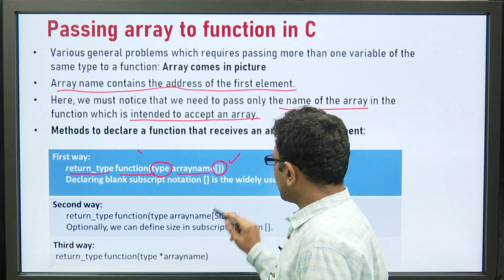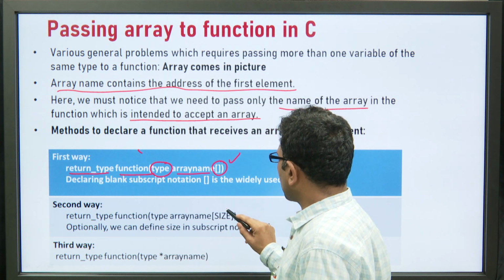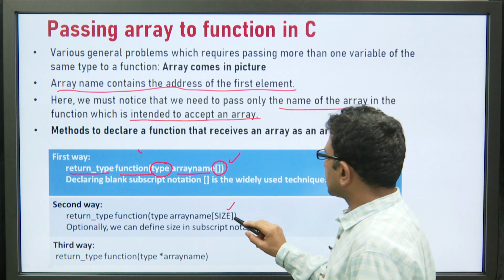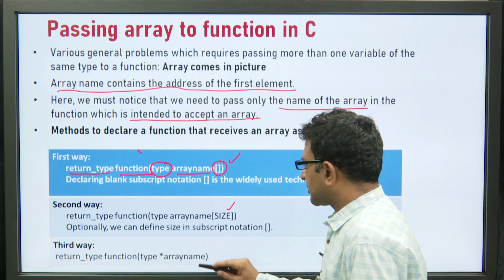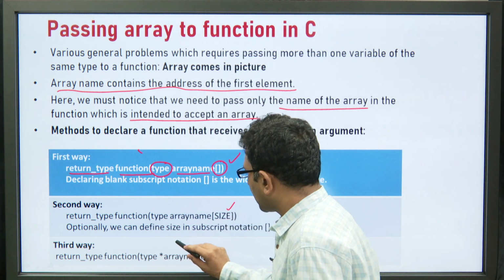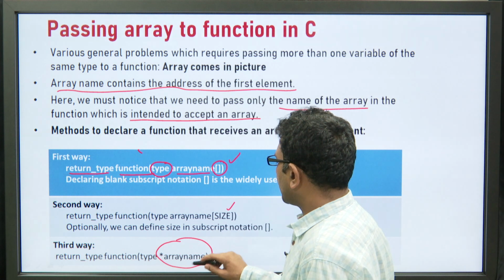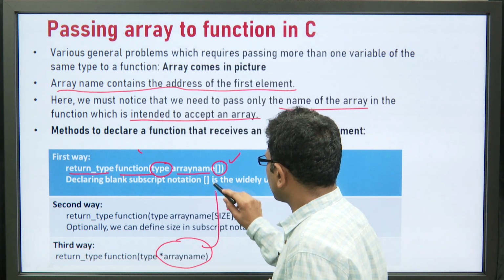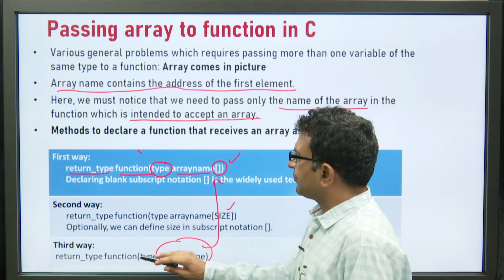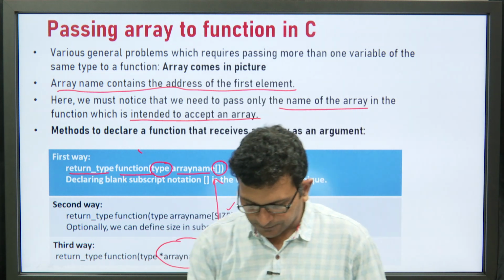Now, the second approach is, instead of writing a blank subscript, we also provide the size of the array over here. And the third way is we do not provide the subscript, but we just pass a pointer to the array. It will be treated similarly. So, these are the 3 different ways we can pass an array to the function.